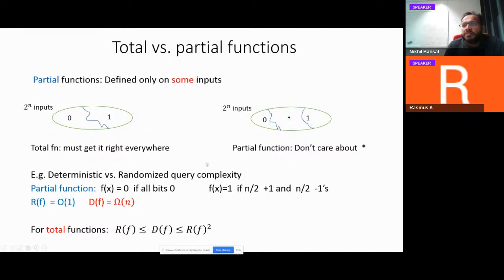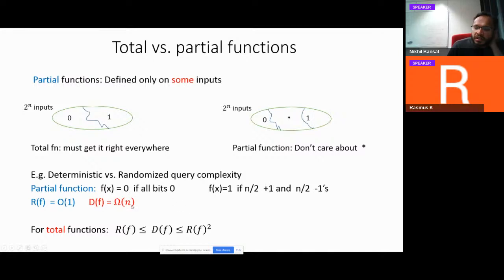And it turns out that this makes a big difference. Just to get a feeling for what I'm saying, let's first look at deterministic versus randomized query complexity. So forget all about quantum, and suppose I have a partial function. I only care about certain inputs. It's 0 if all the bits are 0, so on the all-0 string, it's 0. And it evaluates to 1 if it has exactly half zeros and half ones. If the input string is completely balanced, then it's outputting a 1. And if it's all 0, it's outputting a 0.